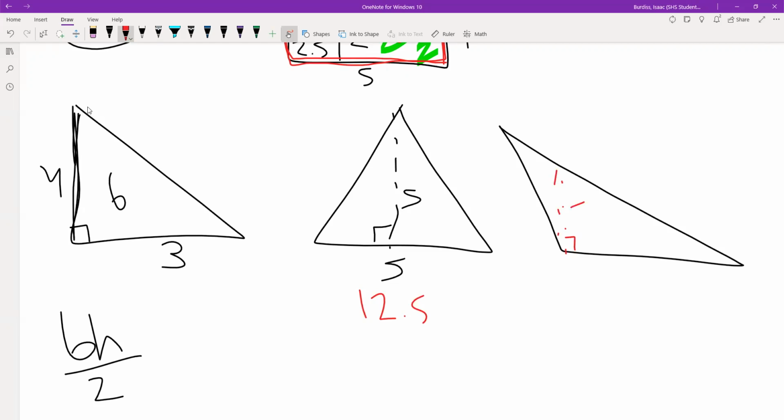And let's just say it's 5 and 5. I mean, whatever, it would still be 12.5. But the point is, that's what you do for triangles. So sorry that I forgot about that.